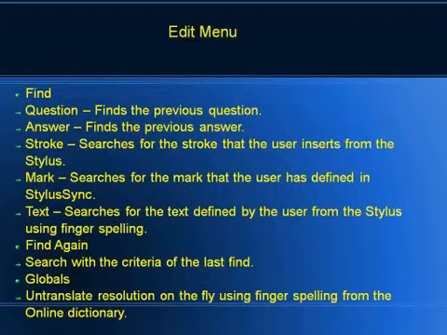And then in that same edit menu, there's find and then find again. Even though we put the again button there, you could do find again. It'll search for the last thing that you were searching for. And then again from the edit menu is the globals, where you can define and untranslate on the fly using finger spelling from the online dictionary. And I'm recording this.